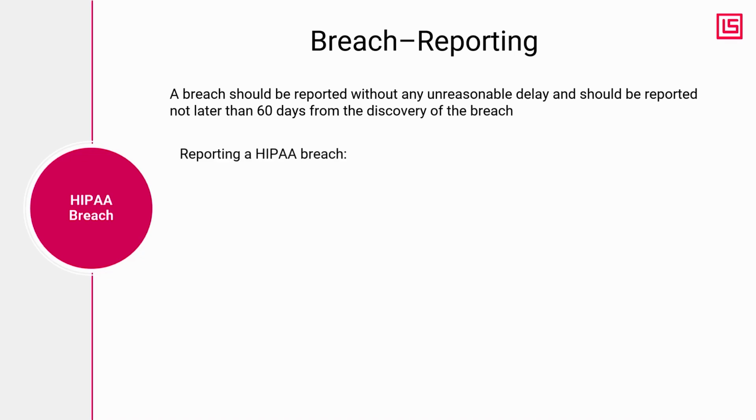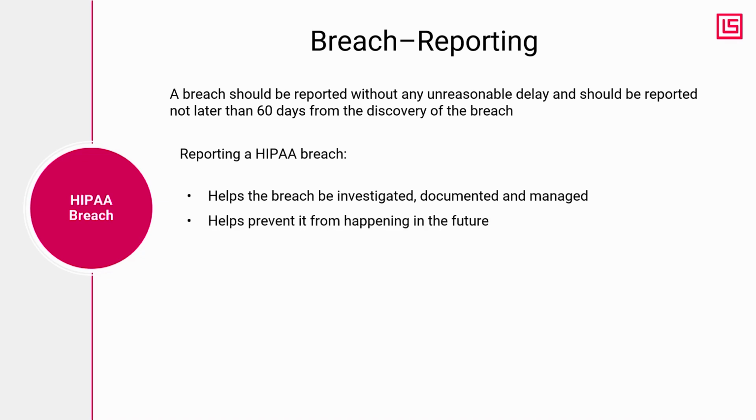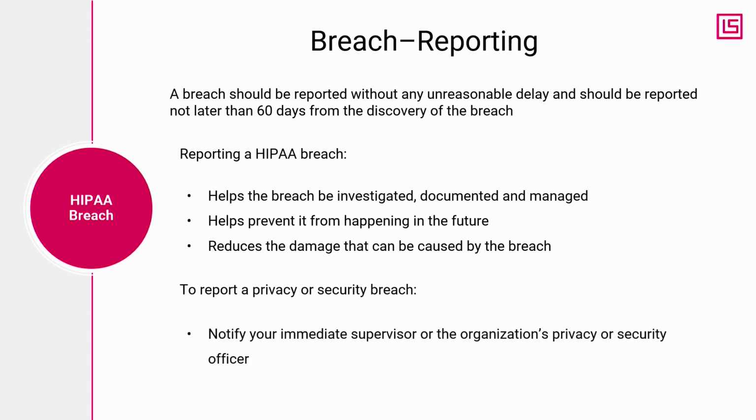Reporting a HIPAA breach helps the breach be investigated, documented, and managed. It helps prevent it from happening in the future and reduces the damage that can be caused by the breach. To report a privacy or security breach, notify your immediate supervisor or the organization's privacy or security officer. Complete the HIPAA incident form describing the incident.